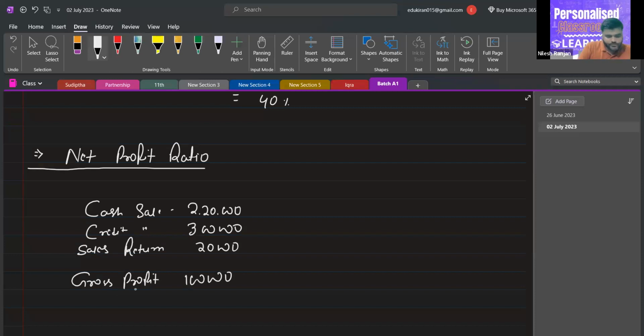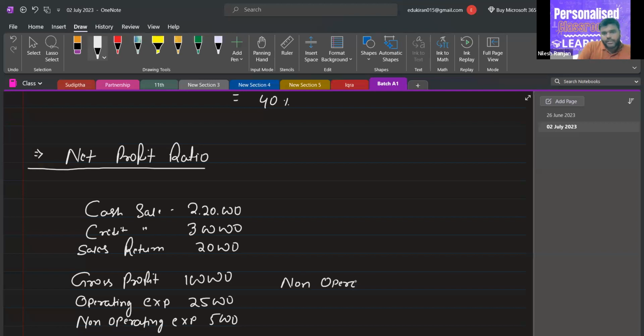Operating expenses 25,000 and non-operating expenses 5,000. There is a non-operating income also. Non-operating income.